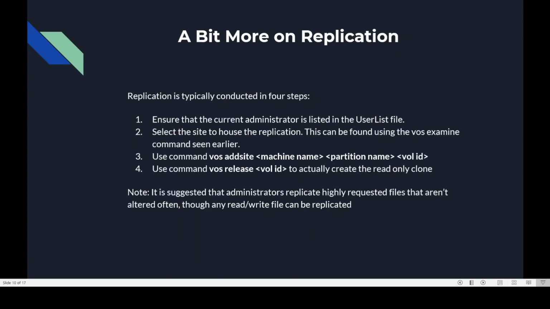So a bit more on replication. Replication is typically conducted in 4 steps. You ensure the current administrators are on the user list file. Second, select the site to house the replication, and this is done using the VOS examine command that we just looked at. Use command VOS add site. This actually adds the site where you're going to be housing your newly replicated volume. And then the command VOS release with the volume ID will actually create the read-only clone for the volume. And it's noted down here, as I just mentioned, administrators replicate highly requested files that aren't altered often.